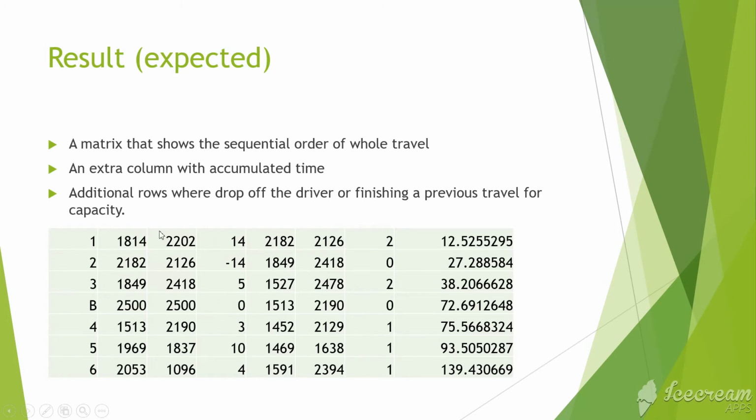So here's the result that I expected. I want a matrix that shows the sequential order of the whole route, an extra column with accumulated time, and an additional row that shows dropping off the driver or finishing the previous travel for the next capacity.